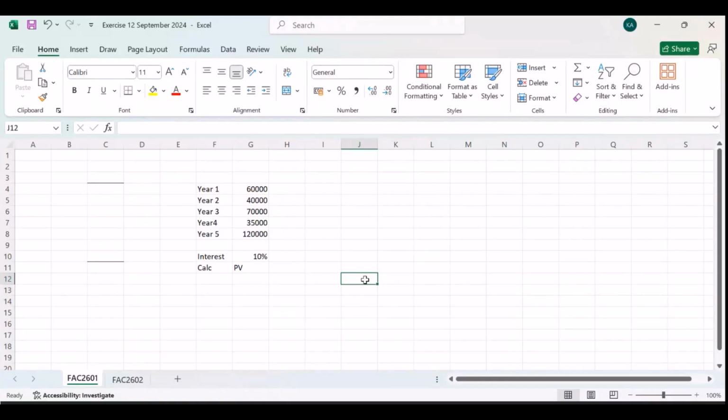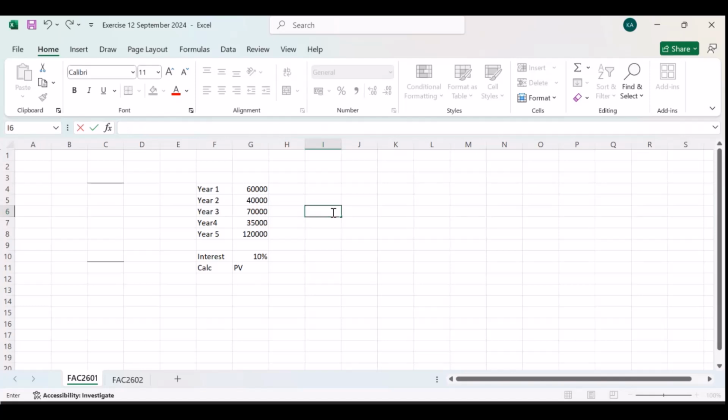PV is present value. Your FV is your future value. Good. So what you do is clear your memories. Every calculator is actually different, whether you're using a Casio or a Sharp, you just need to go to the manual. But you say cash flow.